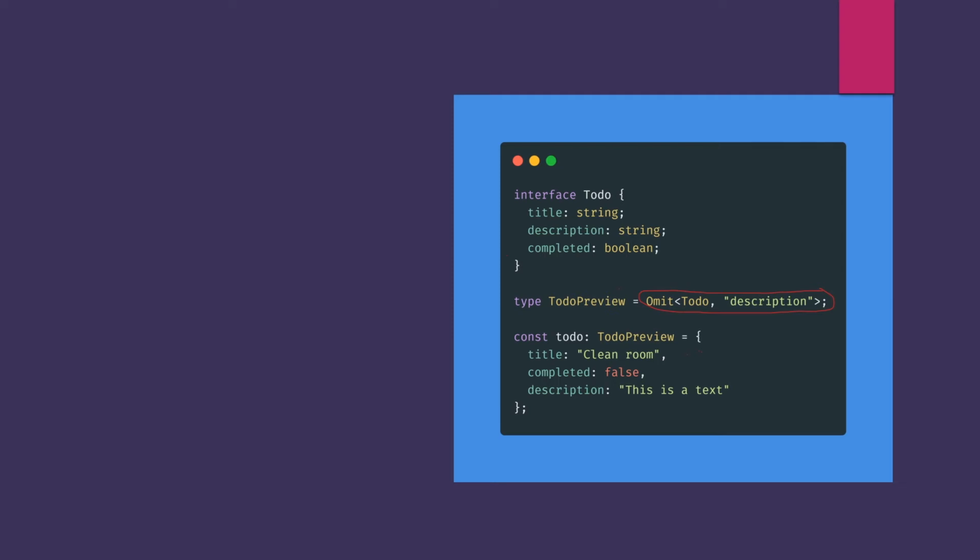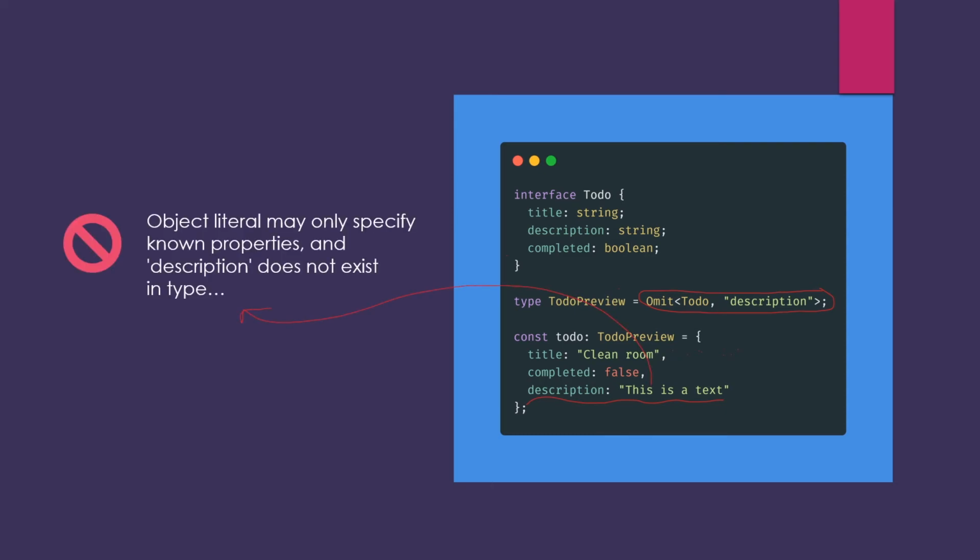In the example, you can see I removed the description attribute from the to-do type with omit. After that, I try to use description as if nothing has changed. But TypeScript is going to tell us there is an error because we eliminated the attribute before.